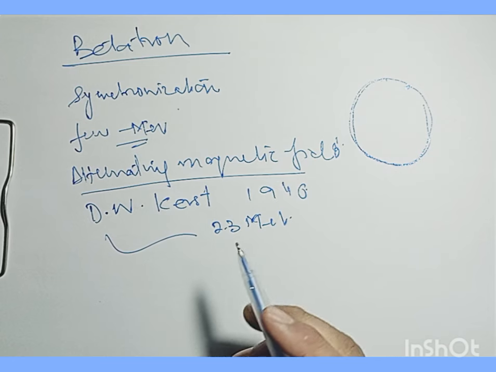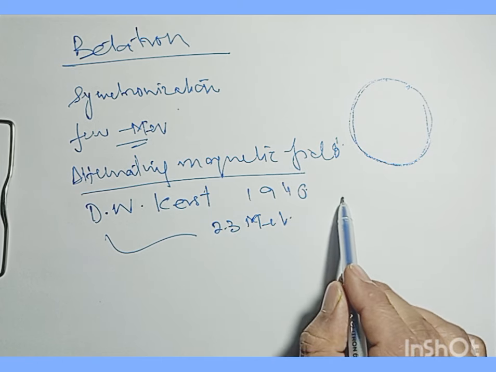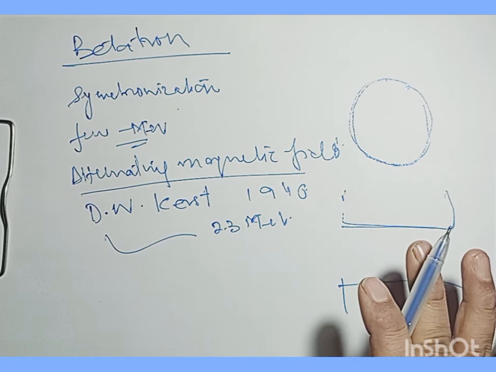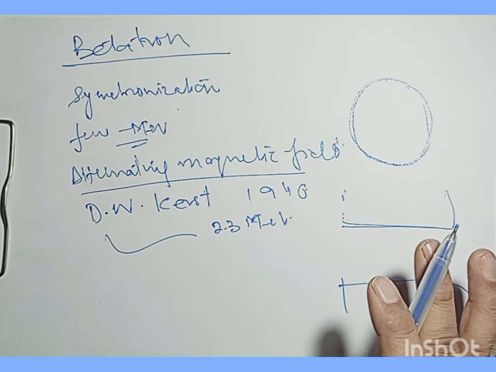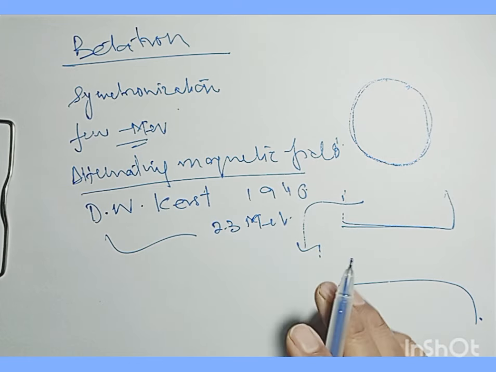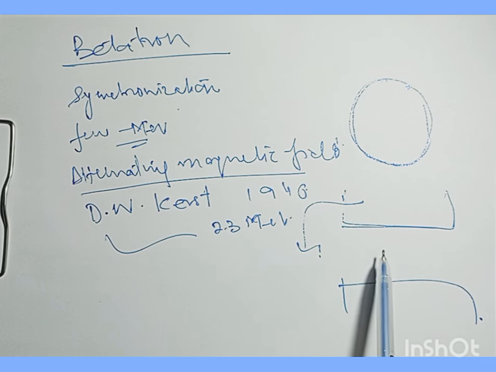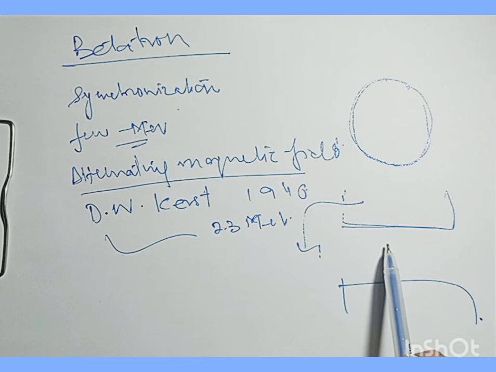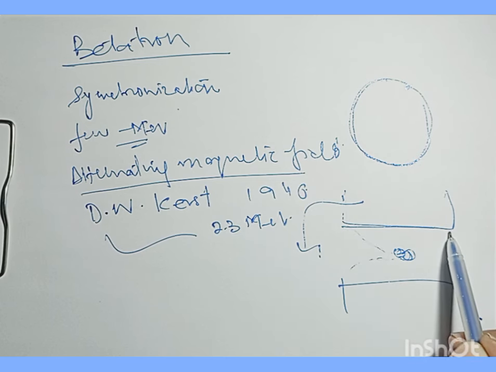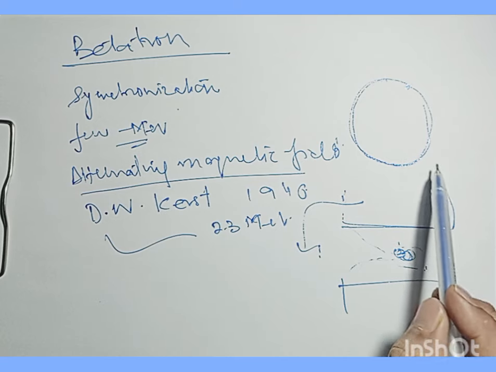The betatron consists of a highly evacuated doughnut-shaped chamber, which is placed between the poles of an electromagnet. So we have an electromagnet, and between its poles there is a doughnut-type structure. This electromagnet is connected to alternating electric fields. The magnetic pole pieces are designed in such a manner that they have a strong field in the center with a gradient of magnetic field towards the edges, so that the magnetic field is maximum at the center. The electrons are initially accelerated in an electron gun and are released into a circular orbit.